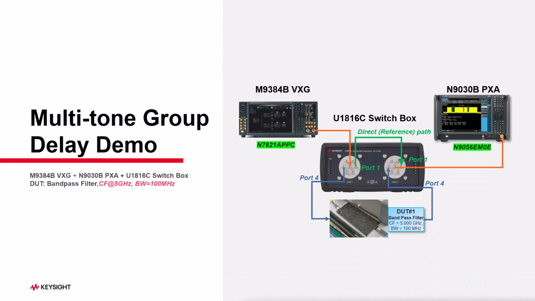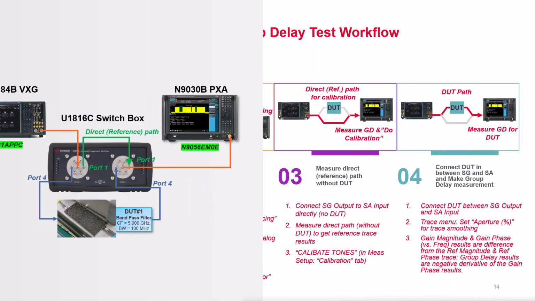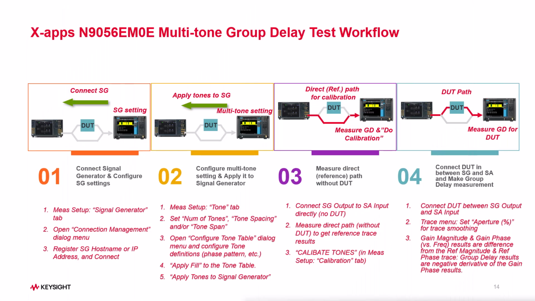To begin, I've already set up hardware connections as outlined here. The test device I used here is a bandpass filter. You can connect your device to any port of the switch box. Here I'm using port 1 for the direct path and port 4 for the device path. Now let's start group delay testing, which involves 4 basic steps.